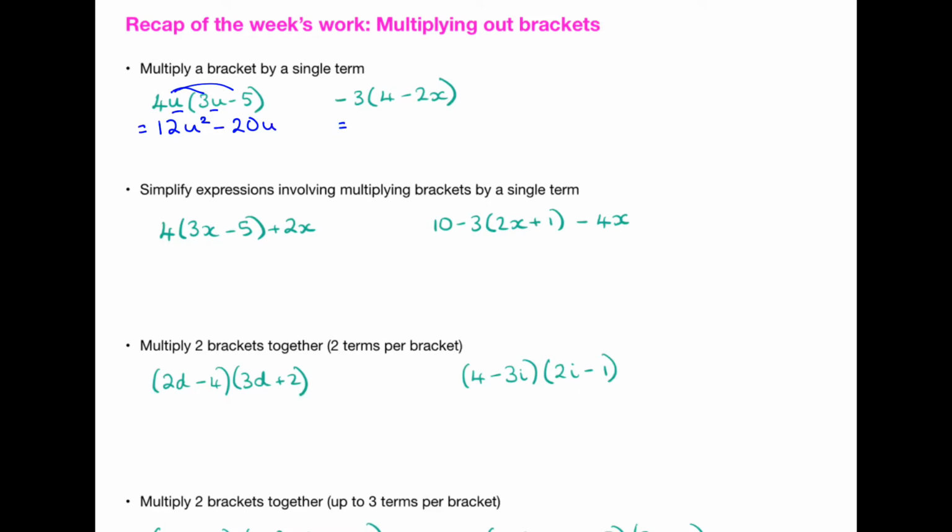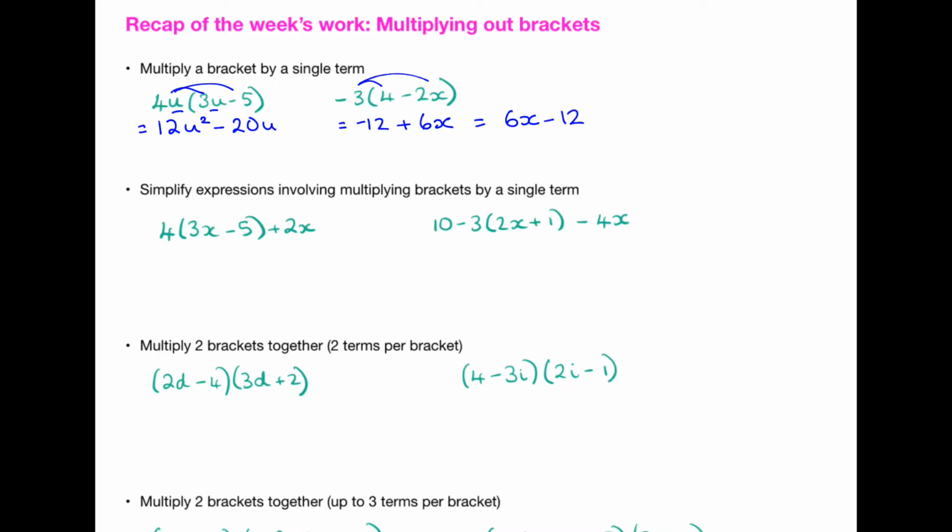This one, we've got -3 times 4 is -12. And then -3 times -2x, so multiplying a negative by a negative, so the signs match, so it's positive 6x. Okay, and don't forget that if you saw that in an expression, negative 12 plus 6x is exactly the same as 6x minus 12. Sometimes we need to be able to write it the other way around.